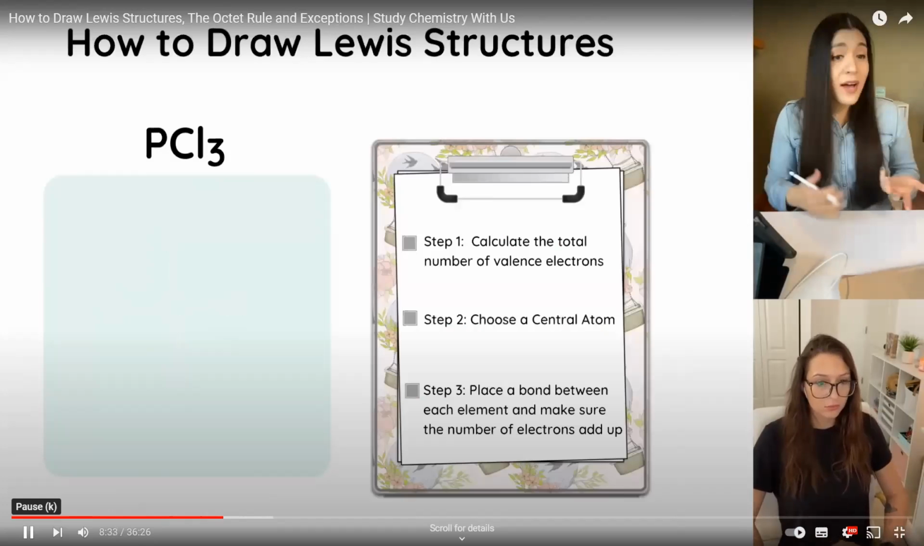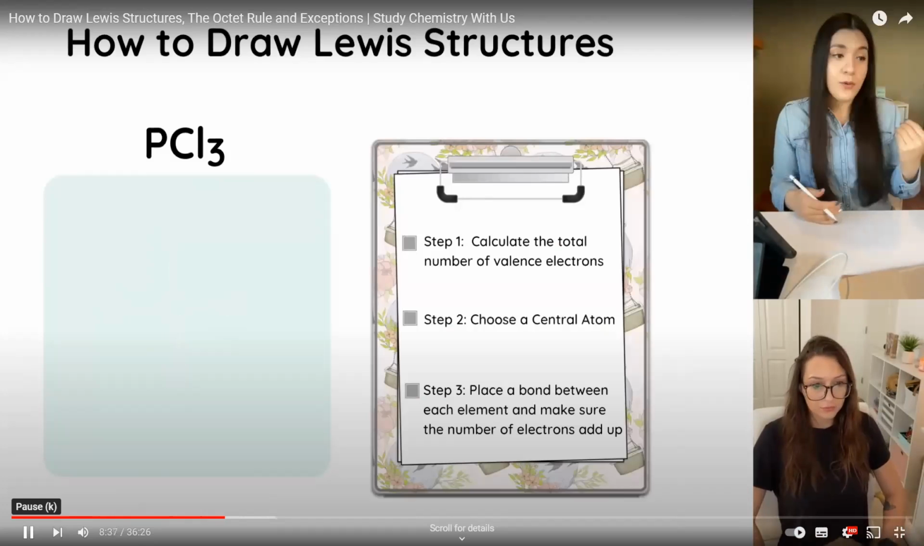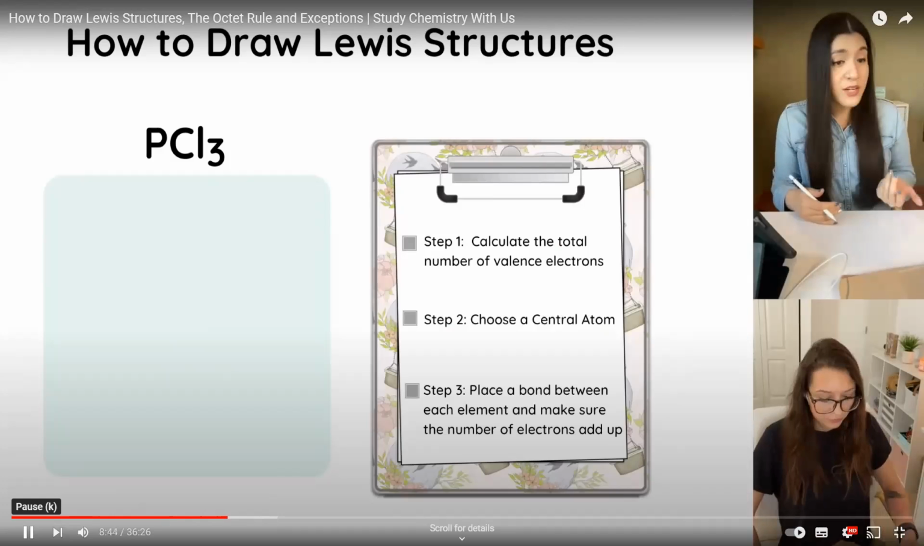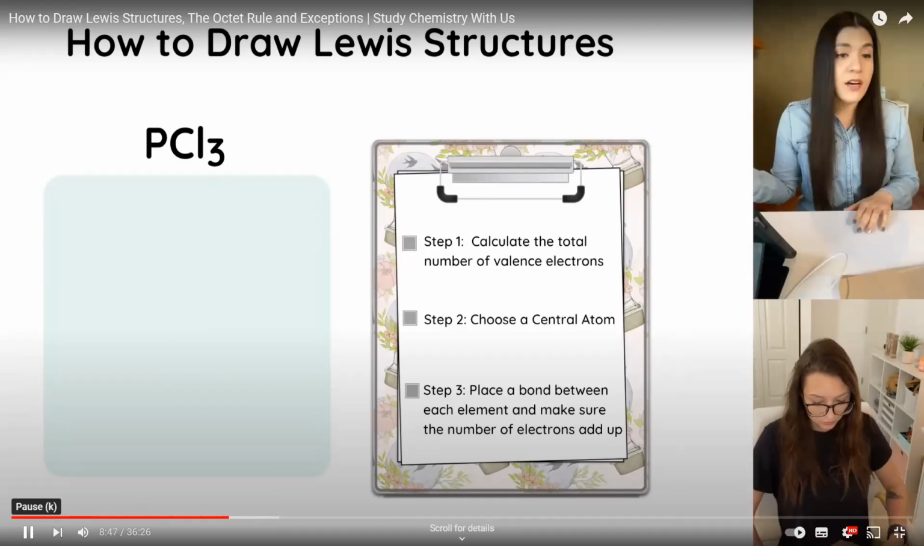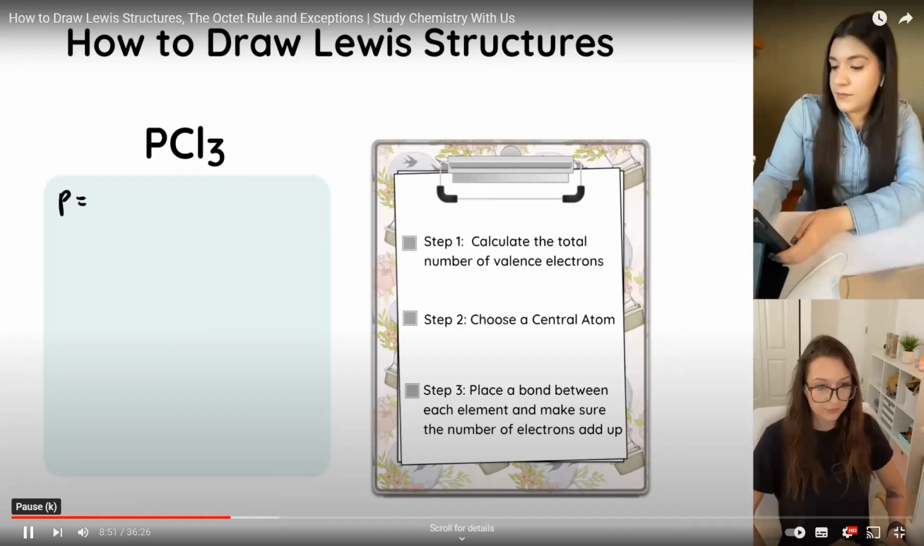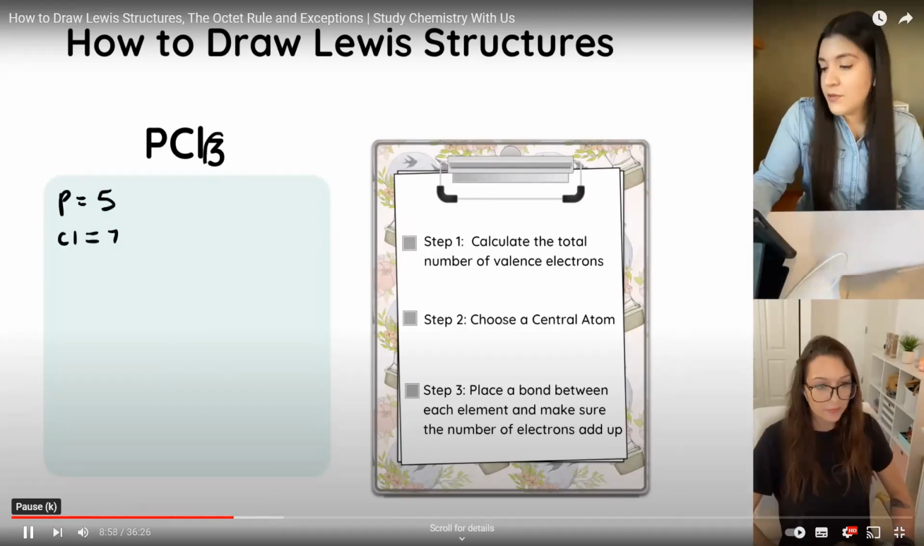I'm going to keep applying the octet rule and the steps that we went through to draw a Lewis structure. Once again, let's start with the first part, where we're calculating the total number of valence electrons. How many valence electrons does phosphorus have? 5. Yes. What about chlorine? 7. Good. And then we'd multiply by 3 because there are 3 chlorines. So 21. We'd add these together, so 5 plus 21 is 26 electrons.